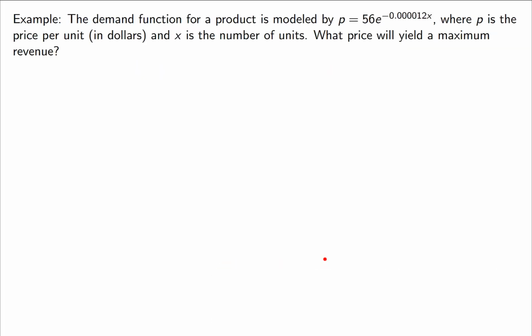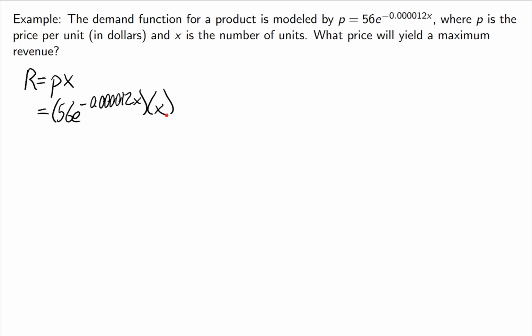This next example borrows a little bit from the last example in that if you take the price per unit times the number of units, you'll end up with the revenue function. So let's jump right into that. You've got a demand function given to you, and so I want to calculate the revenue, which would be the price times the number of items sold for that price. We'll plug in our P, which is 56e to the -0.00023412x, and then that is times x.